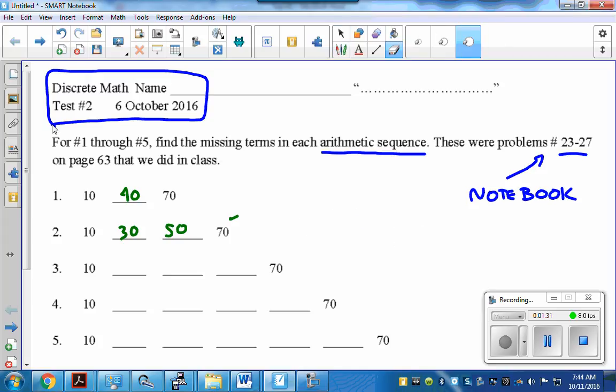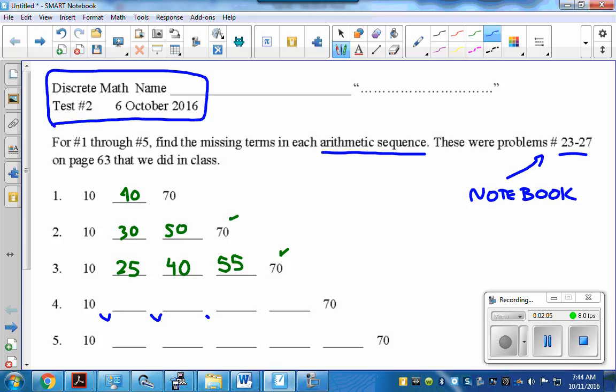Likewise, for the next one, there are 4 differences. That's a difference, that's a difference, that's a difference, and that's a difference. The total difference is, again, 60, right? 70 minus 10. So in this case, the difference is 15. Once you have that, you just add 15 to each number to get to the next number. 10 plus 15 is 25. 25 plus 15 is 40. 40 plus 15 is 55. And just as a double check, 55 plus 15 is 70. We're good.